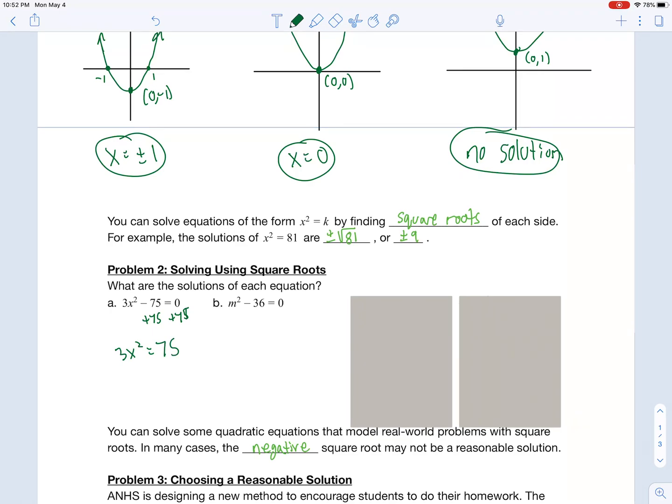Still want to isolate, so hopefully you guys know what's next. Got to get rid of that 3 in front. Opposite of multiplying by 3 is dividing by 3. So if I divide 75 by 3, I would get 25 as my next step. And we're pretty close. All we have to do again is use our square root.